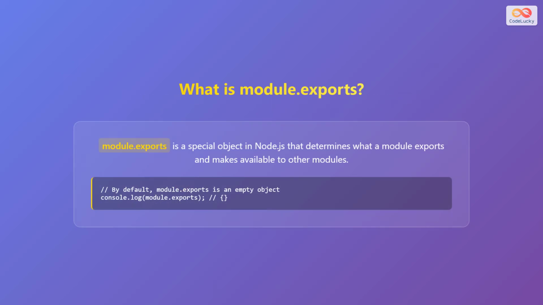So, what exactly is module.exports? In Node.js, module.exports is a special object. It determines what a module exports and makes available for use in other modules. By default, module.exports starts as an empty object. For example, if you were to log module.exports to the console, you would simply see an empty set of curly braces.